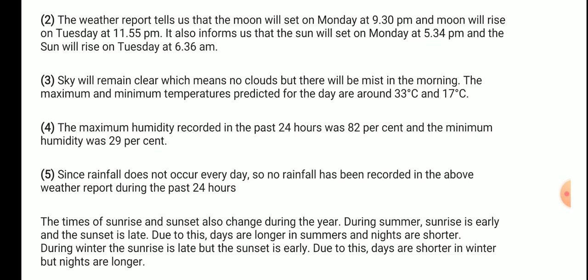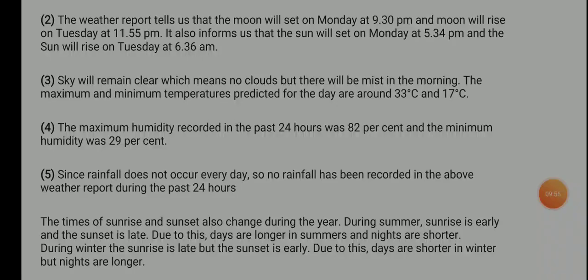So what happens in summer is that the time of sunrise is early in the morning, and sunset happens late in the evening. So what does it do? That increases the length of the day and decreases the length of the night. So that's why it is said that in the summer season, days are longer and nights are shorter. But in winters, the sunrise is usually late and sunset is early. So the days are shorter in winter but nights are longer. Okay. So I hope that the weather report is clear to all of you.